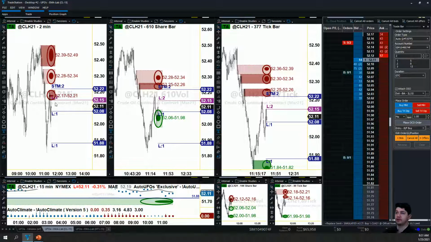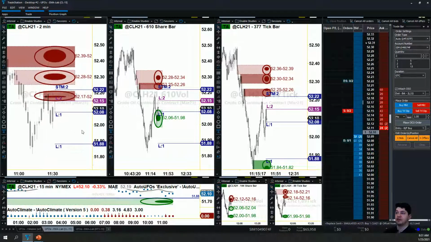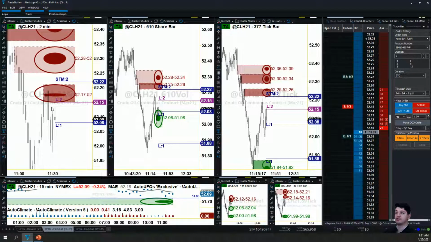I just hope that we don't miss it, because, as you see, technically speaking, if you were fast enough, you would have already gotten filled on this. It did go into this area, the high of 52.16. So if you were watching this like I would typically watch when I traded myself, you would already be in this trade.